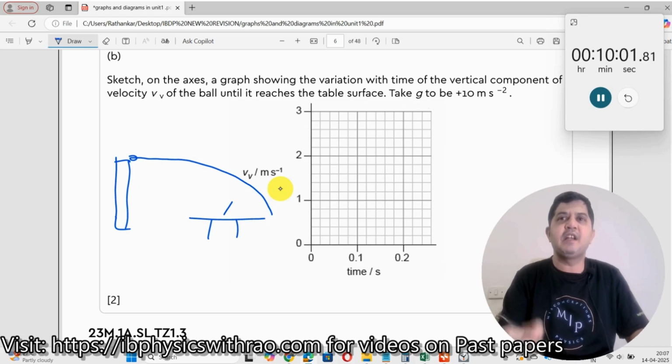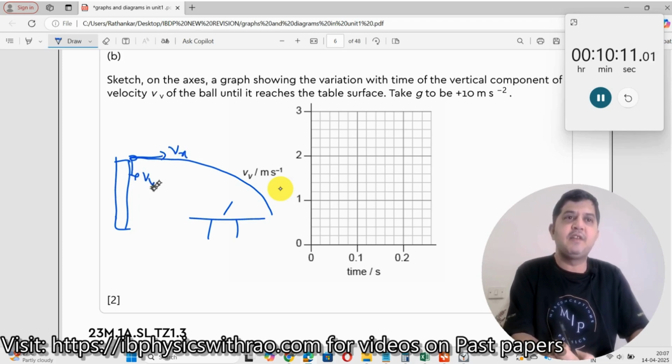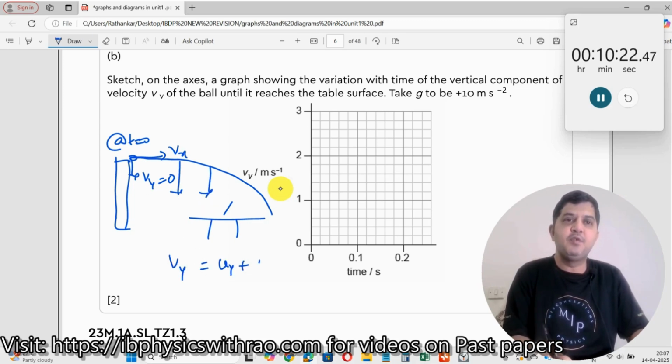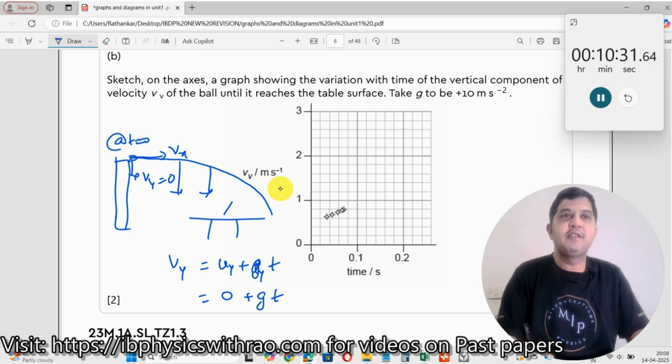Why do we get a vertical component of velocity? We get a vertical component because gravity is attractive, right? So here your velocity was Vx, and here your velocity Vy was equal to 0 at t equal to 0. As time proceeded, the velocity started increasing. What equation do you use? You use Vy equals Uy plus Ay multiplied by t. Uy was 0. What was Ay? Ay was g, so Vy is proportional to t.